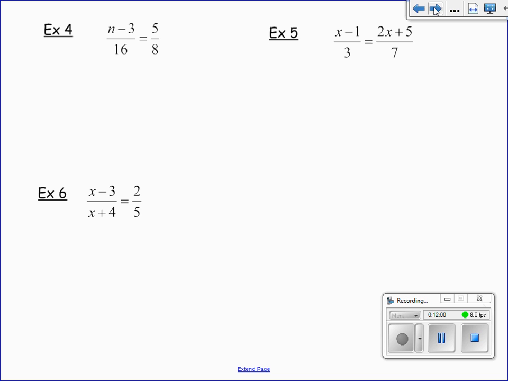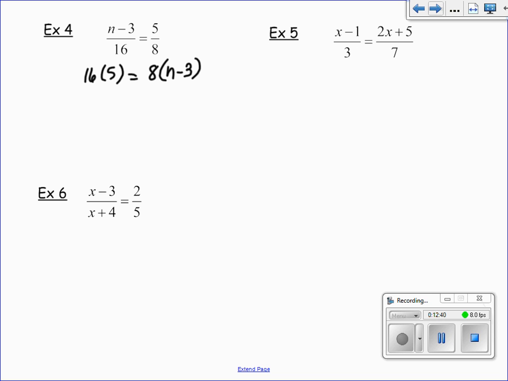Let's look at number 4 together. We have n minus 3 over 16 equals 5/8. We want to use the extremes means property. We want to get used to it, and it's a pretty good way of solving this proportion for n. So what equation can we write based on the extremes means property? What times what? What times what? Neil? 16 times 5 is equal to 8 times n minus 3. Great. There's our equation. 16 times 5 equals 8 times n minus 3.